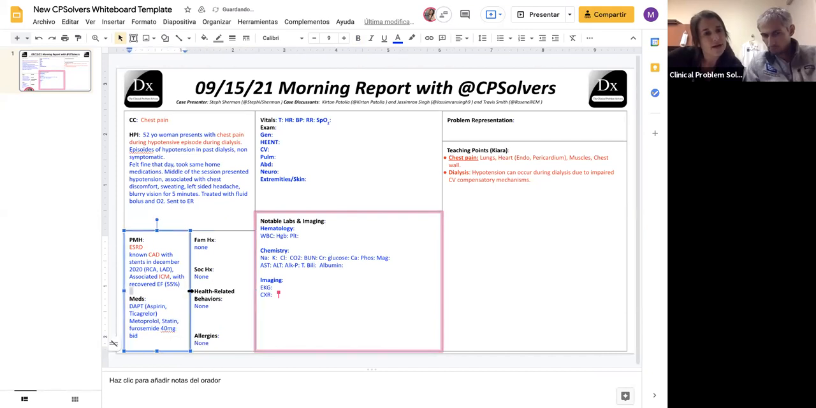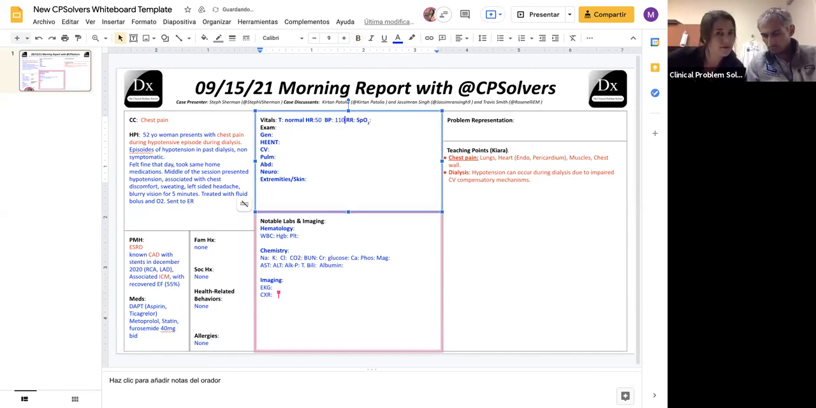Her vital signs are normal temperature, heart rate in the 50s, blood pressure 110s to 120s over 60s to 70s throughout her entire time in the emergency room. No hypotension at all with us. A normal respiratory rate, 98% on room air.